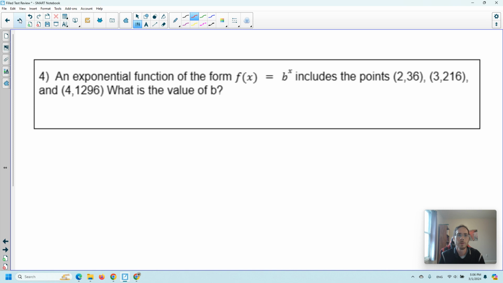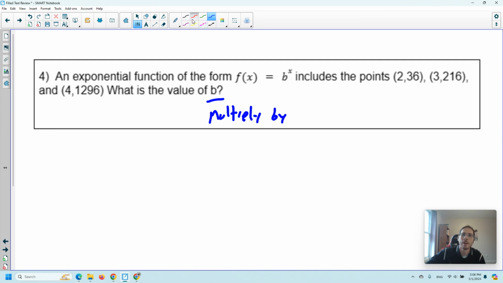All right, for number 4, an exponential function of the form f of x equals just b to the x. So in this case, a is like 1. And it includes the points (2, 36), (3, 216), and (4, 1296). We need to find the value of b. To find the value of b, we have to remember b is what we're multiplying by.